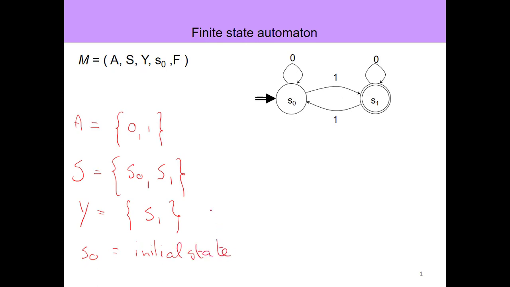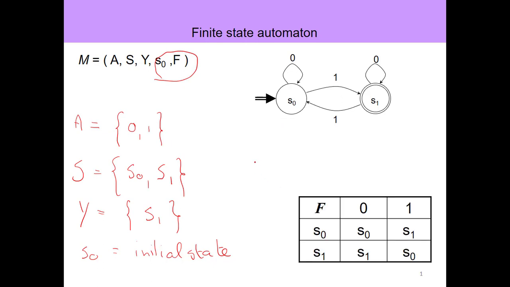Then we have one left, that's the F. And this F is the state table. It's the function which defines if we are in a specific state, what will happen when I receive a 0, or what will happen if I receive a 1. So the state table is given like this. If we are in state S0 and we receive a 1, we stay in S0. If we are in state S1 and we receive a 1, we go to S0. So a state table defines the transitions from one state to another based on the received symbols.